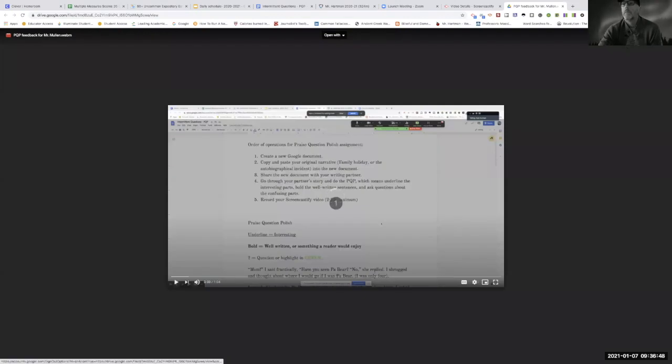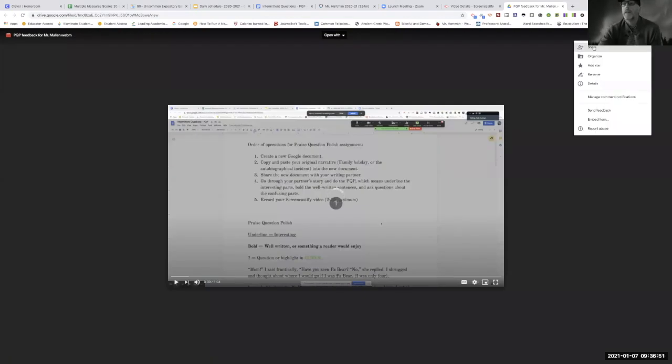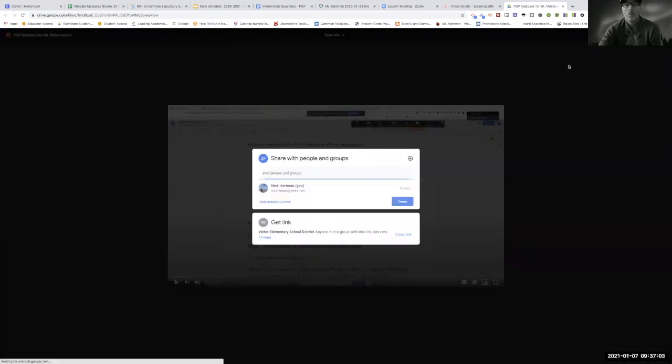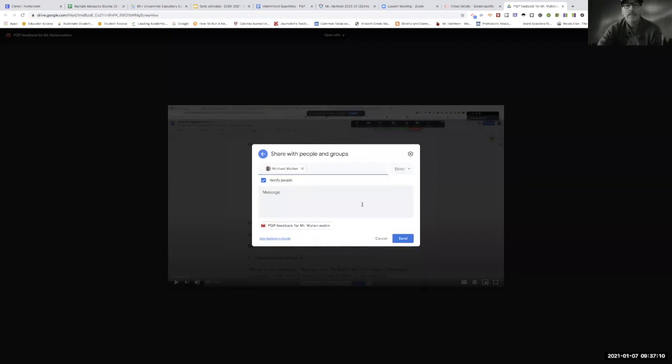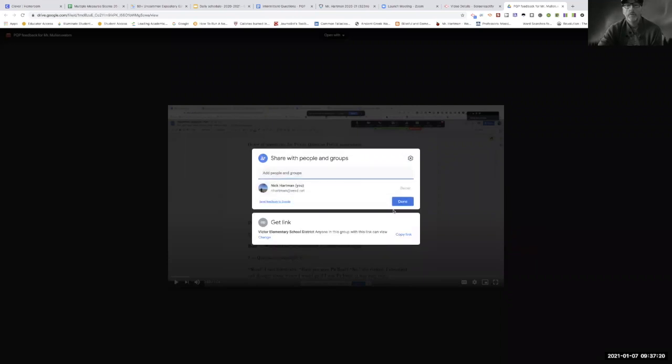Come here. And then click on share. So your video will come up just like here. You'll have to go to these 3 dots right here. Click on share. Once you click on share, then you type in the person that you're sharing with, your partner's email, and then click send, and then it will share the video with your partner.